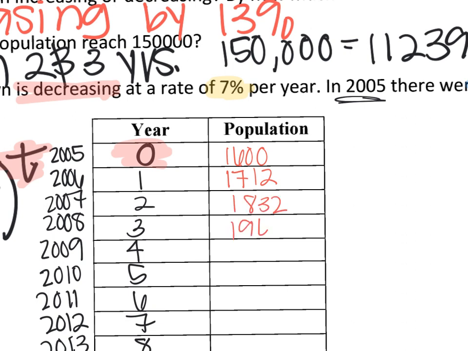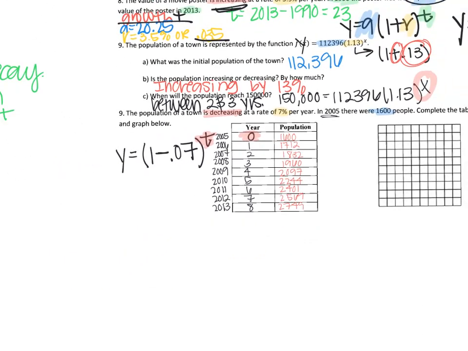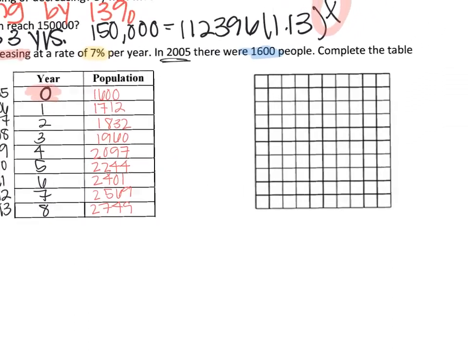1,832, 1,960, 2,097, 2,244, 2,401, 2,569, 2,749. And again, all I did was either you can go to y equals in your calculator, plug that in and hit second graph and look at this part and it'll do the table for you. Or you can do it on Desmos, and if I need to do a Desmos tutorial, y'all just email me or message me on Google Classroom, and I'll be more than happy to do that. But that's fine. So then we go to graph.